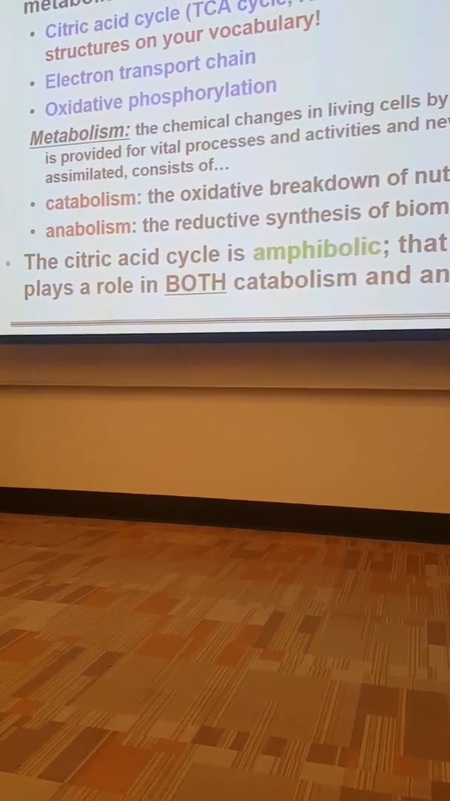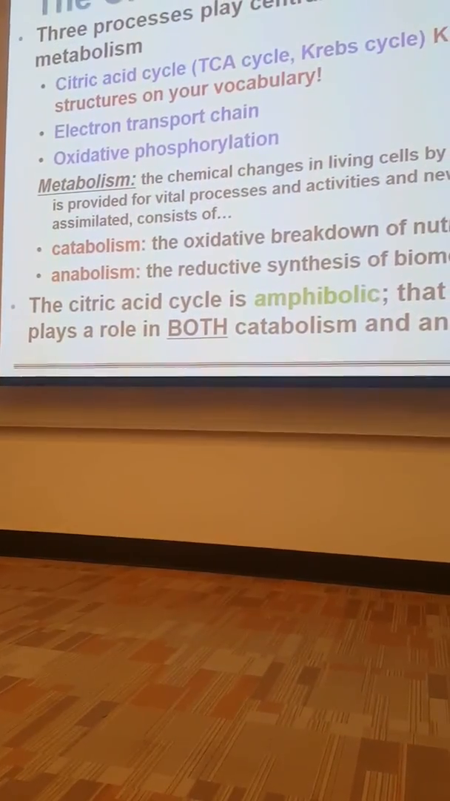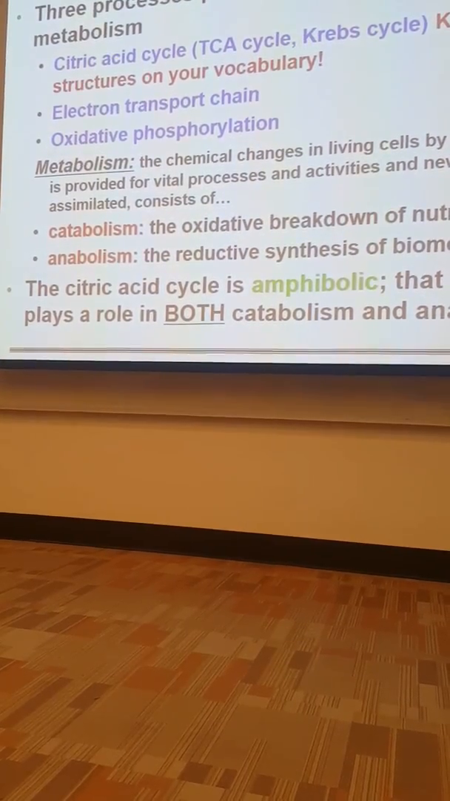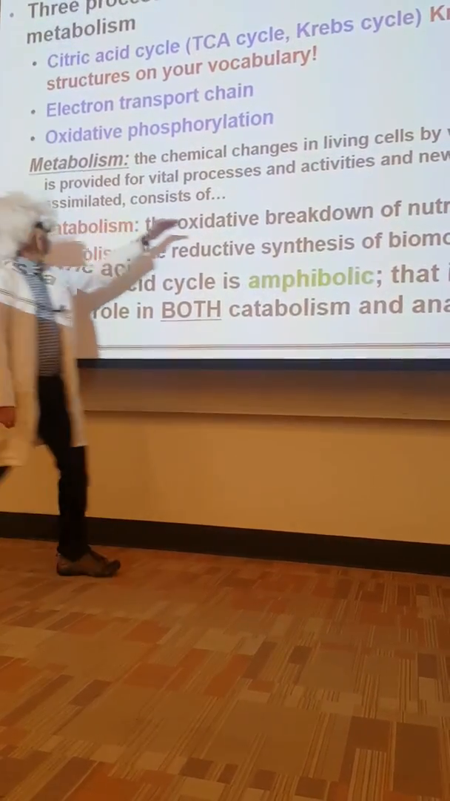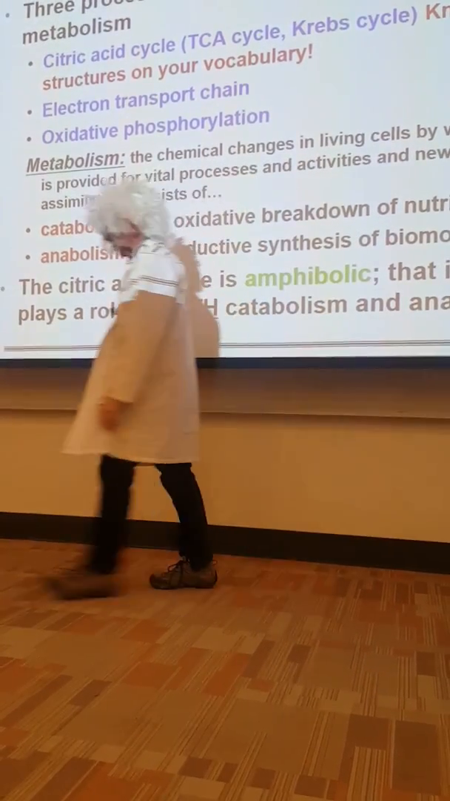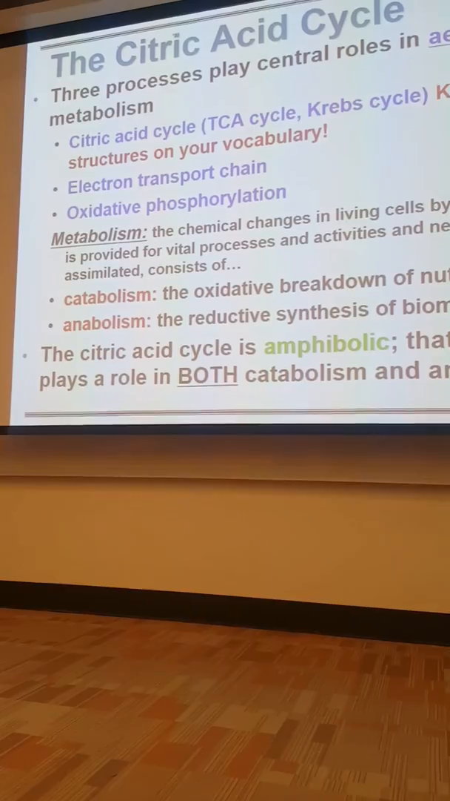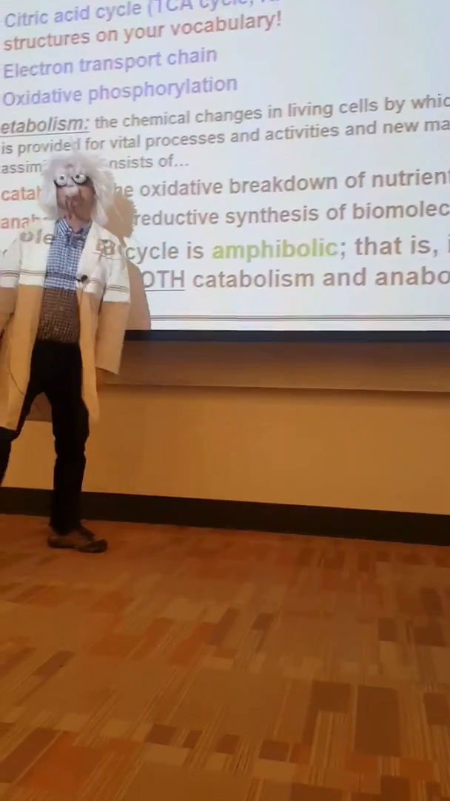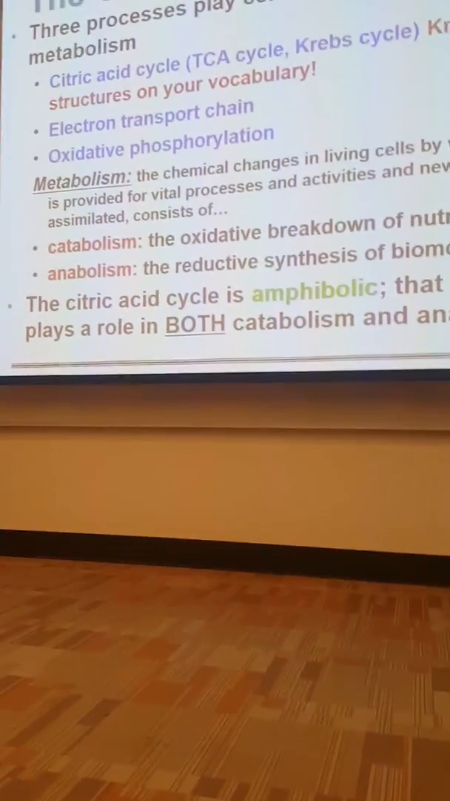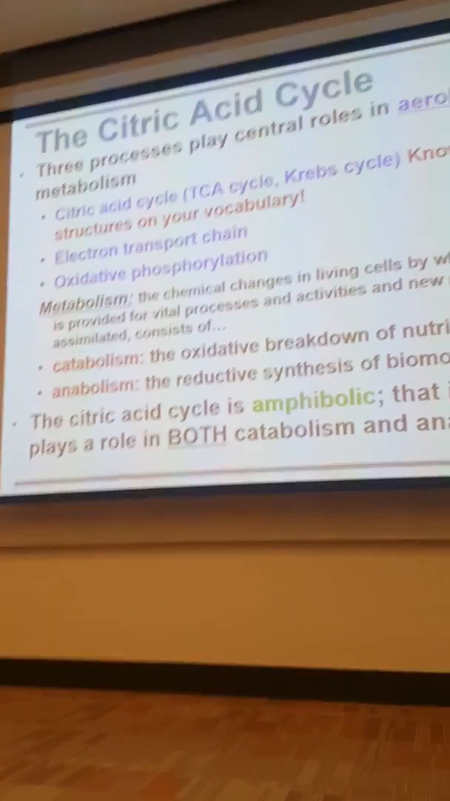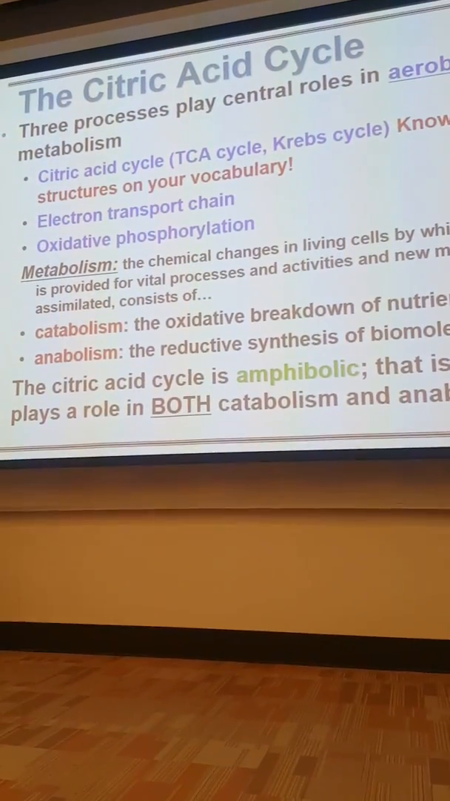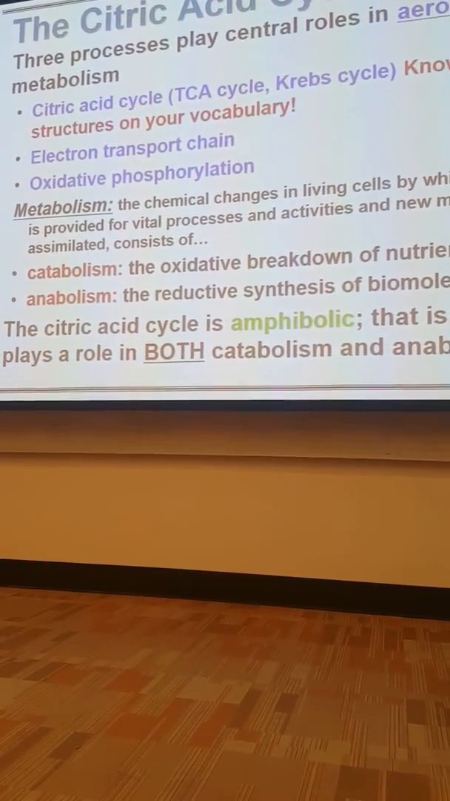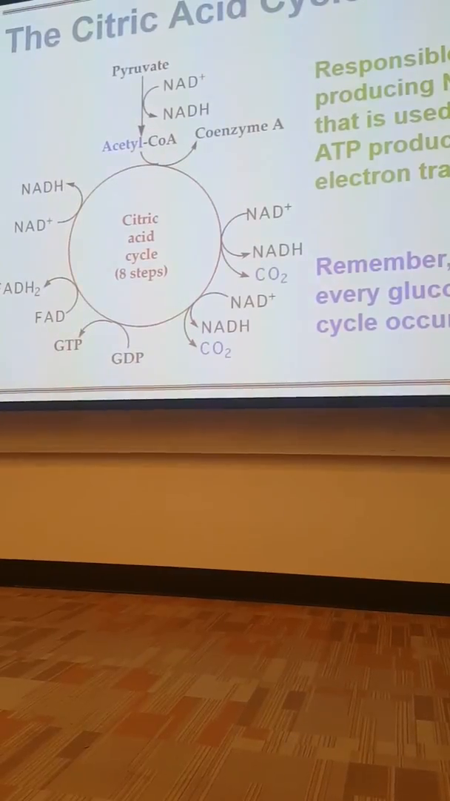Now remember, we define metabolism as being both catabolism, which is effectively oxidation, and anabolism, which is reduction, okay? Catabolism is breakdown of molecules to make energy. Anabolism is adding electrons to molecules to store energy. The citric acid cycle is defined as amphibolic, meaning it is involved in both processes. It's not only involved in breakdown of molecules to make energy, it's there to supply skeletons for building molecules, specifically amino acids and fats and other things like that.